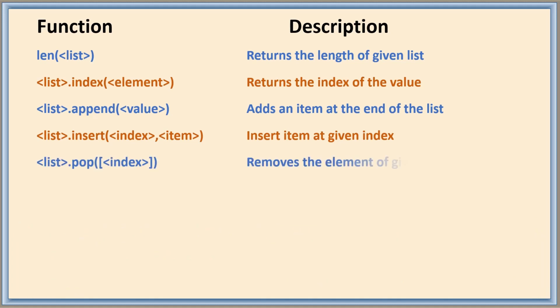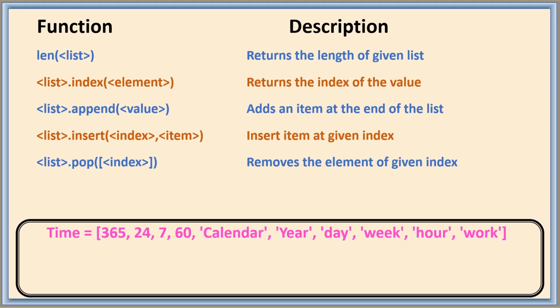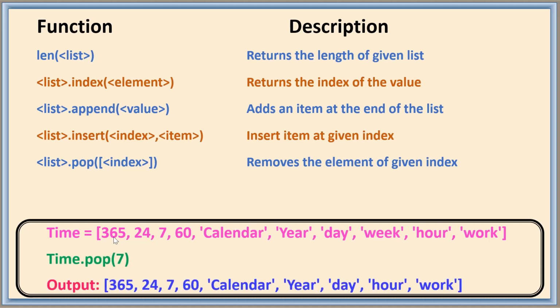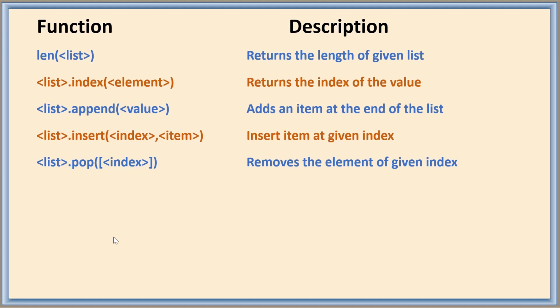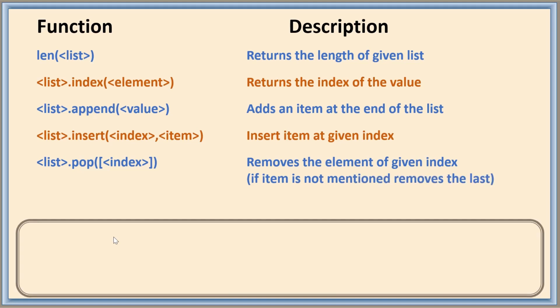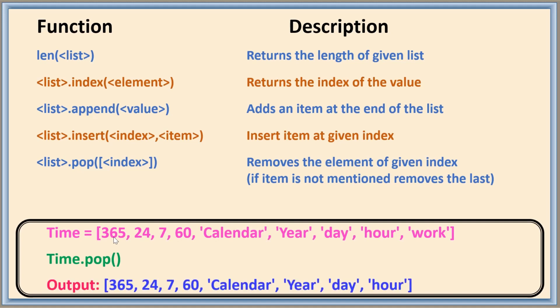Next one, pop of the index. It will remove the value at the particular index given. For example, if I want to remove week, which has 7 as its index, I will give time dot pop of 7. It will remove that week from the list. The index is optional to give in the argument. If we don't give that, it will remove the last item of the list. For example, if I give time dot pop of, the work is the last element that will be removed.